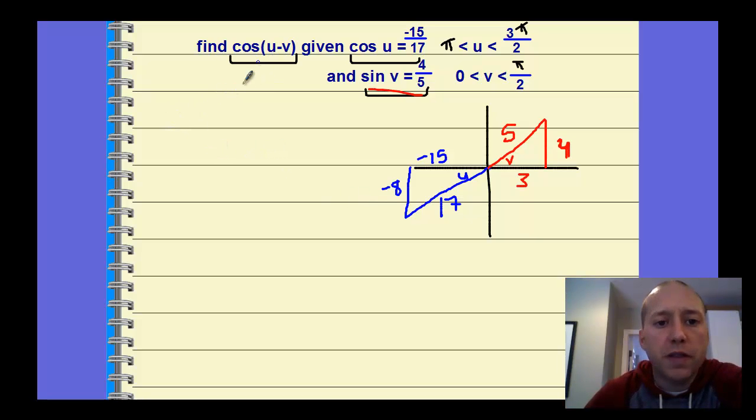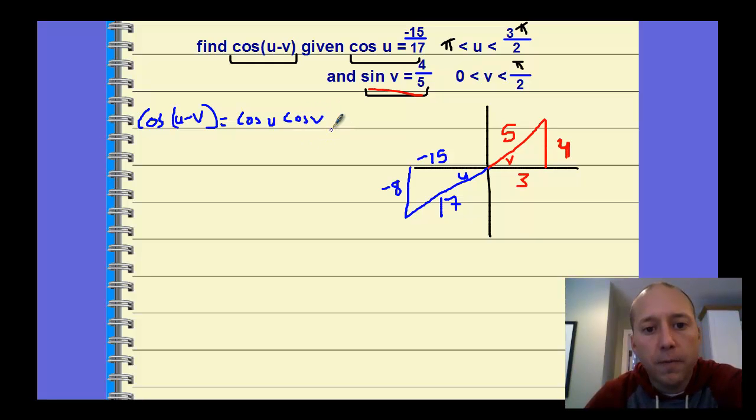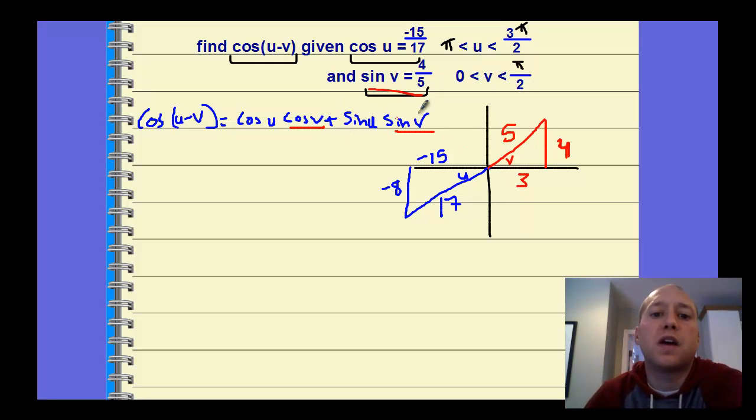So now we're trying to find what cosine of u minus v is. That's what we want to find. Let's expand that. Cosine of u minus v is cosine u cosine v plus sine u sine v. These are our v triangles, and so the cosine v and sine v have to come from the red triangle, just using our right triangle trig. So we have our cosine u, which was given to us in the original problem, is negative 15/17.